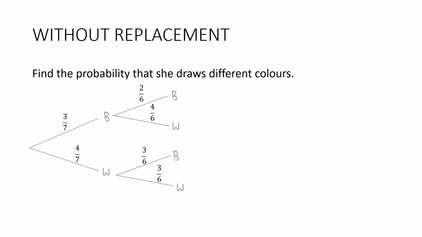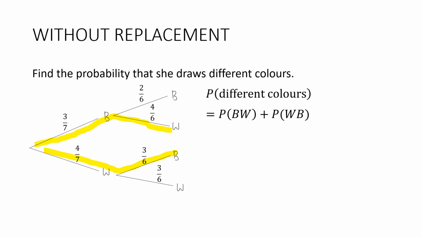Find the probability that she draws different colours. So in other words, we want blue and then white, or white and then blue. So probability of blue, then white, plus probability of white and then blue. And remember, as we're going across the tree, we multiply, and then as we go down the tree, we add. So putting our probabilities in and into the calculator, we get 4/7.